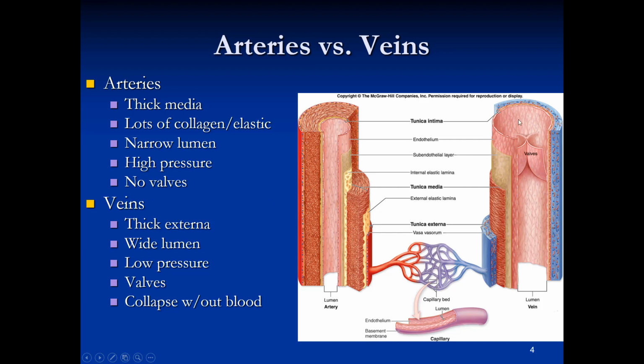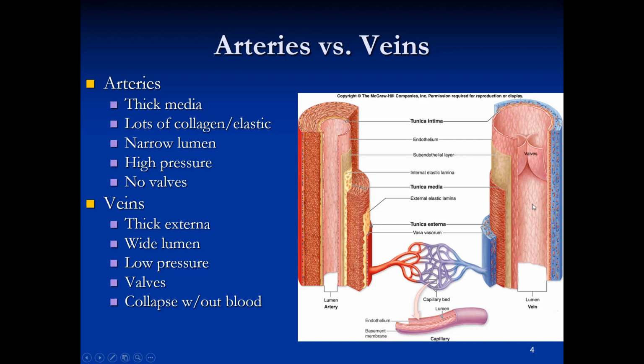Now looking at the vein, you can see that the thickest layer in the vein is actually the tunica externa, where you have all the vasa vasorum. The lumen, where the blood is, is really wide, so the veins tend to store a lot of blood because they're so big. They work under low pressure because they're carrying blood back to the heart. Since they're under such low pressure, they have to have these valves. These are one-way valves that prevent blood from backing up.